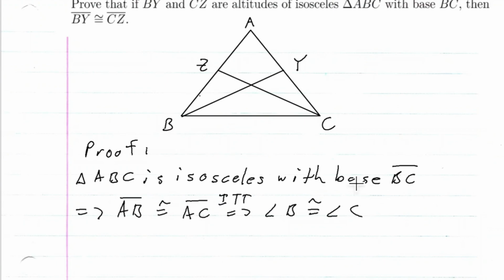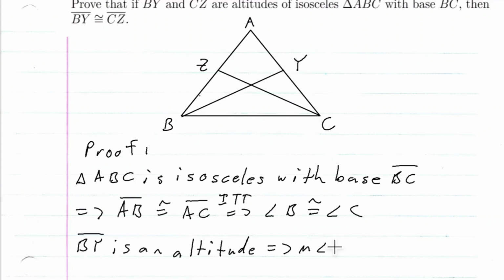We also know that BY is an altitude. So let's go ahead and write that. BY is an altitude, which implies that the measure of angle BYC is equal to 90, which is equal to the measure of angle BYA. So we know both of these are 90 degrees.